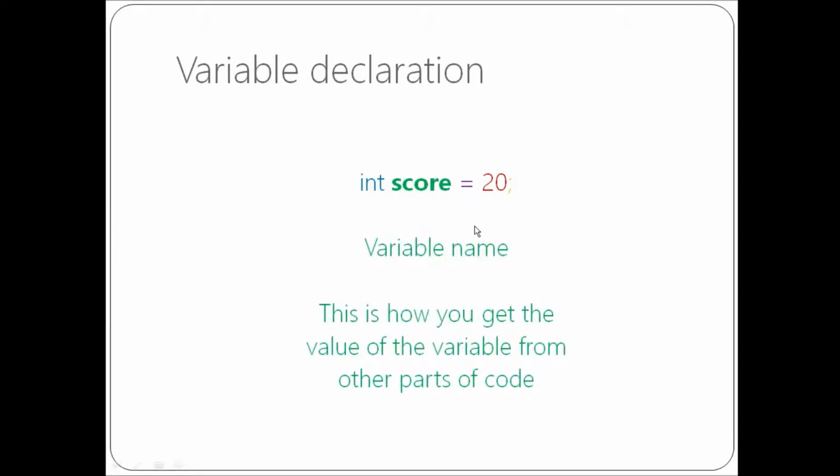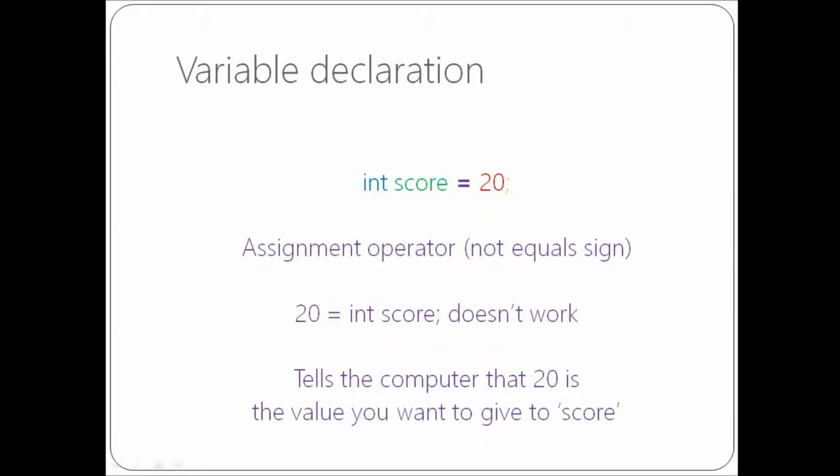Score is the next part. This is the variable name. This is how you can reference score from other parts of code. So if in the main function I say int score equals 20, and then right underneath I need to work out the value of score, I just write score, which is kind of easy. Then the equal sign.